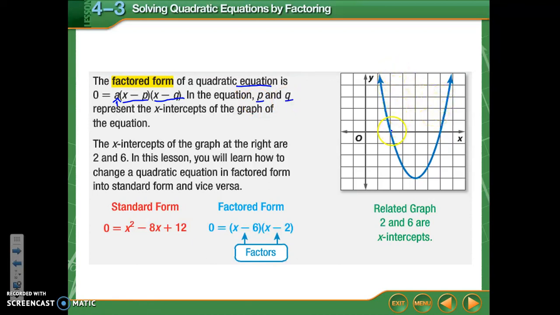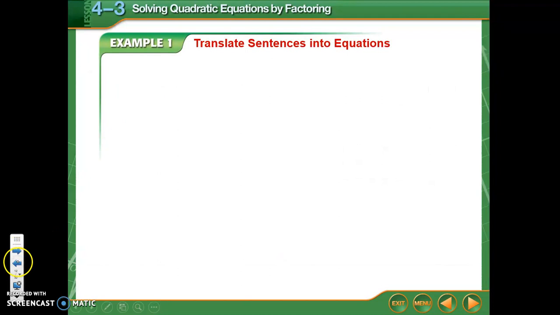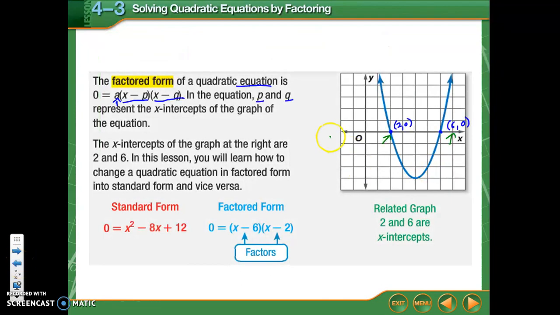So if we look at this graph over here, we have an x-intercept or a solution here that's (2, 0). And then we have an x-intercept here that is (6, 0). So the standard form would look like this: x squared minus 8x plus 12 equals 0. But the factored form looks like this. One of my x-intercepts is 6, so the factor is x minus 6. And one of my x-intercepts is 2, so the factor is x minus 2. And we will see why that works in just a minute. So we're going to use that idea that if I know what my x-intercepts are, I can write the factors. So notice the x-intercept was positive 2. The factor was x minus 2, right?